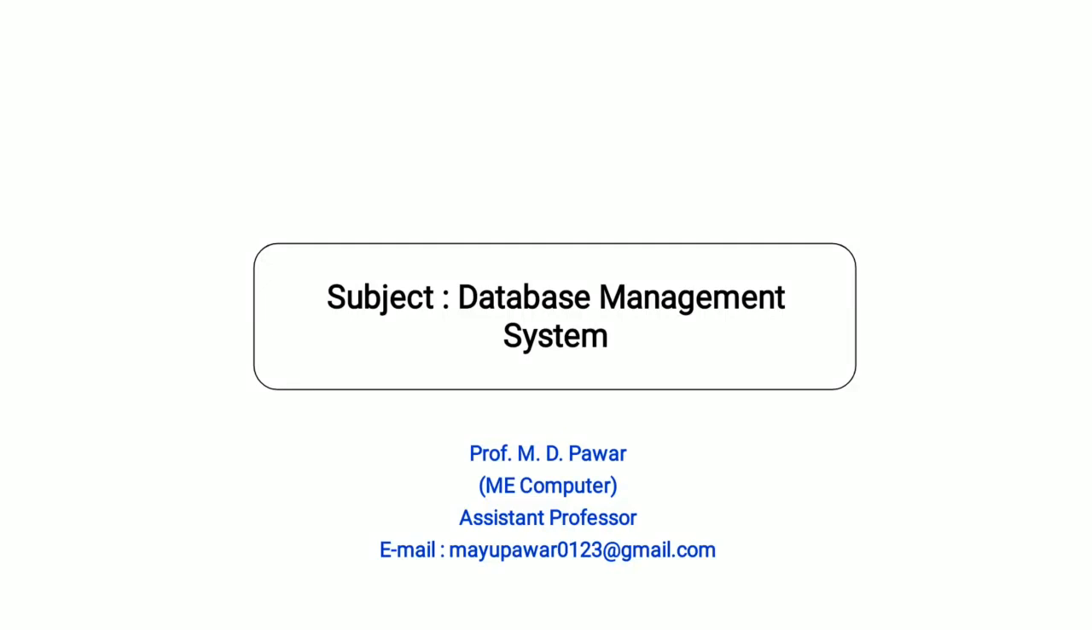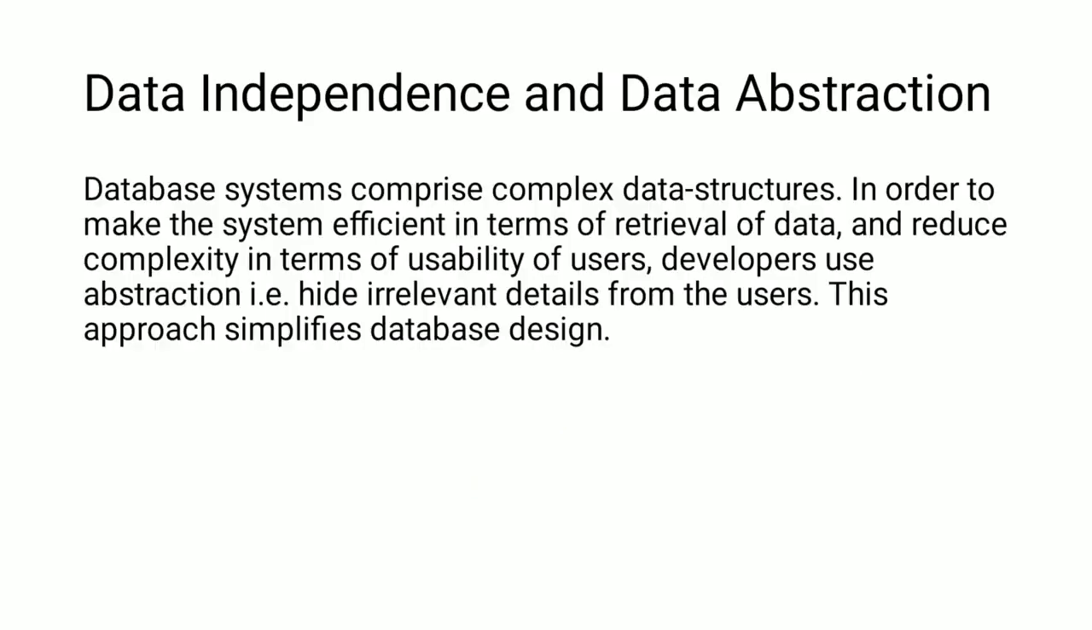We are going to study data abstraction in DBMS. Let's see. Data abstraction is nothing but retrieving only the required amount of information about the system and hiding the background details.